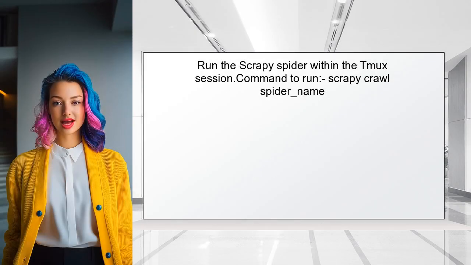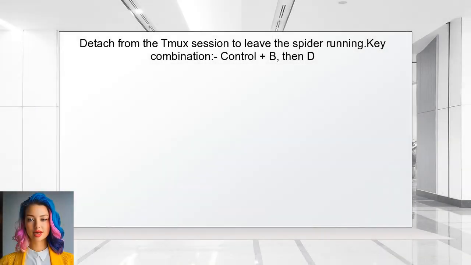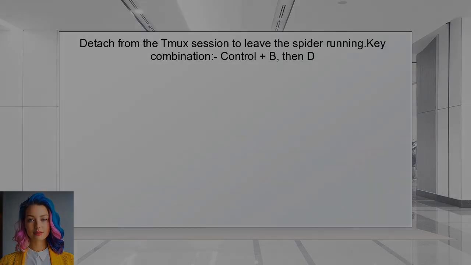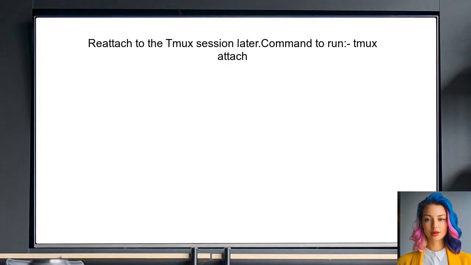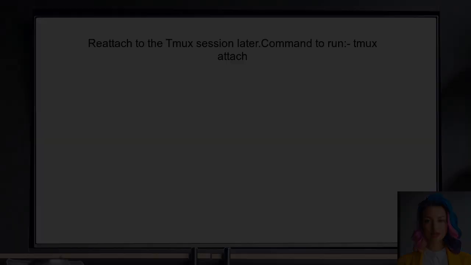Now the user can run their Scrapy spider within this tmux session. For example, they can execute the command scrapy crawl spider_name to start the spider. If the user wants to detach from the tmux session and leave the spider running in the background, they can press Ctrl+B, then D. This will detach the session without stopping the spider. To reattach to the tmux session later, the user can type tmux attach in the terminal. This will bring them back to the session where the spider is still running.